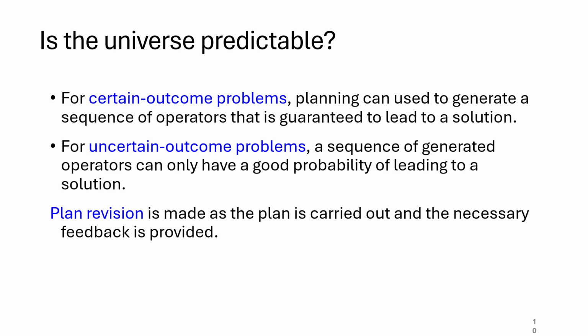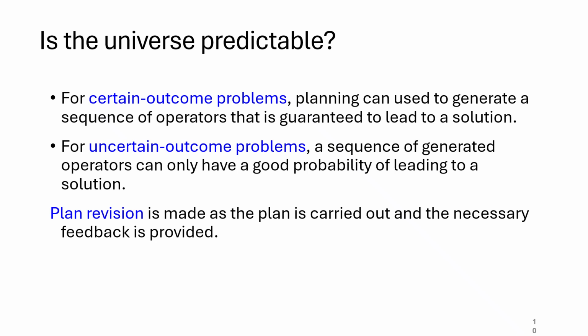And the second type is uncertain outcome problems. In uncertain outcome problems, the result of an action cannot be predicted with certainty. In this case, a generated plan cannot guarantee success. It only has a high probability of reaching the goal. The planning must consider possible failures when they occur.